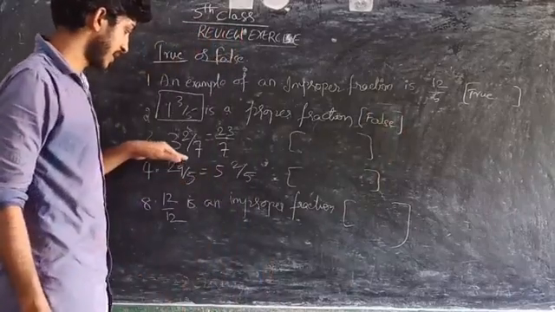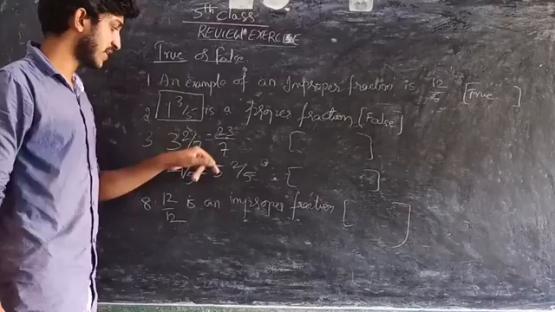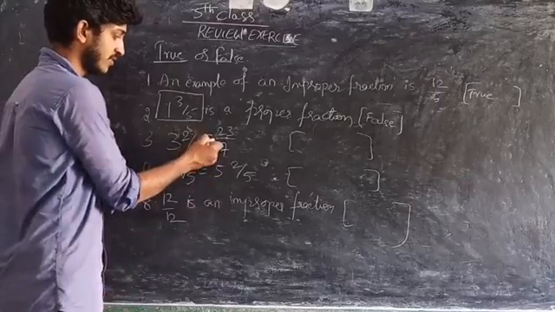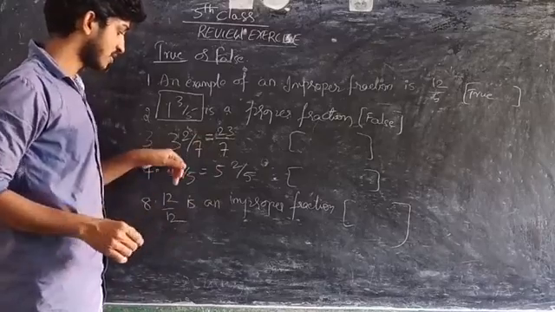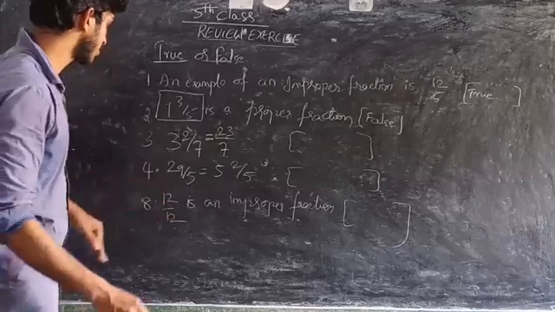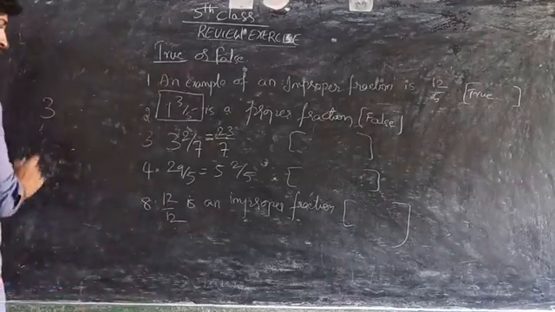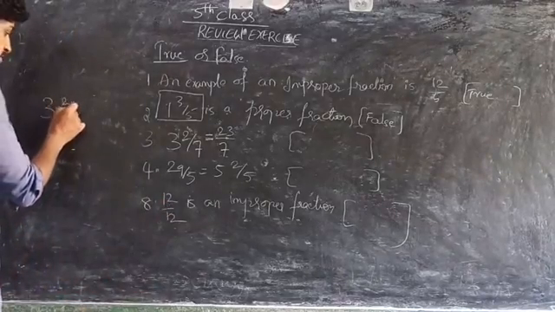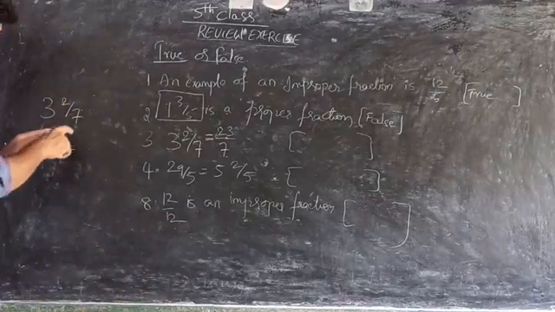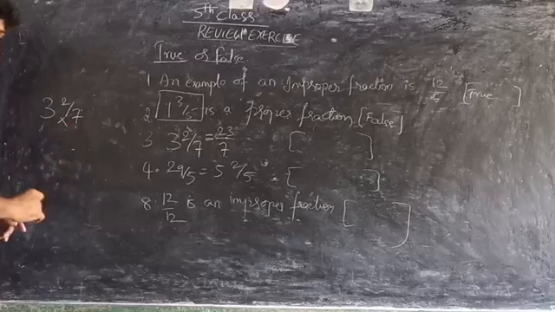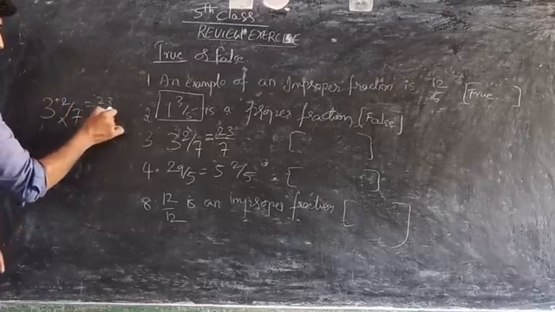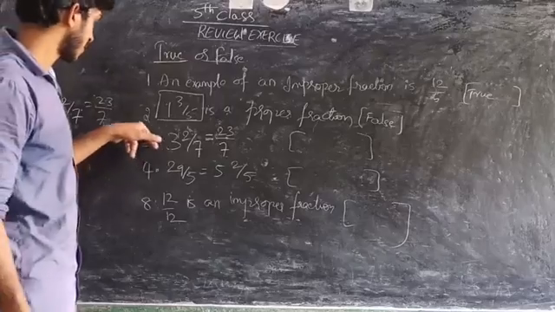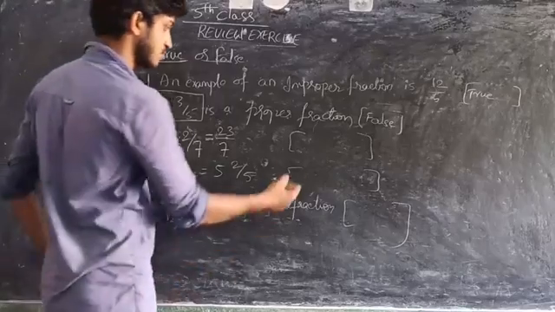Okay. And 3 2 by 7 equal to 23 by 7 is given. So we first have to convert this mixed fraction into an improper fraction. 3 2 by 7: first of all we multiply these two numbers, 3 sevens are 21, plus we add this 2, 21 plus 2 is 23 by 7. So 3 2 by 7 is equal to 23 by 7. It is true.